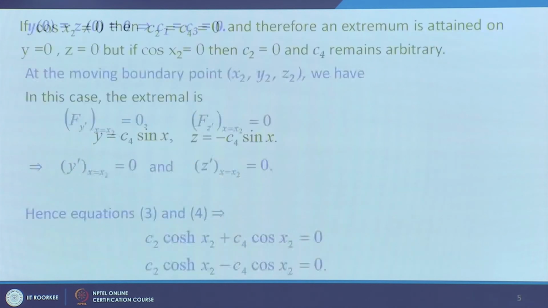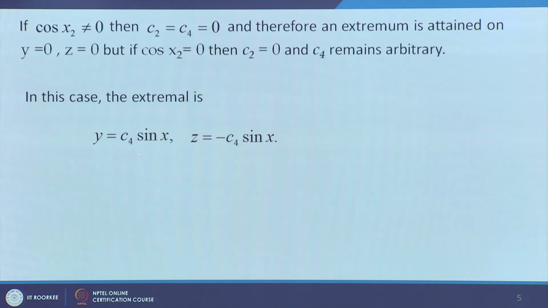So, the extremal will occur here, y equal to C4 sin x, z is equal to minus C4 sin x. So, this is the solution of this problem, where we have taken one point fixed and the other point varies on the plane.